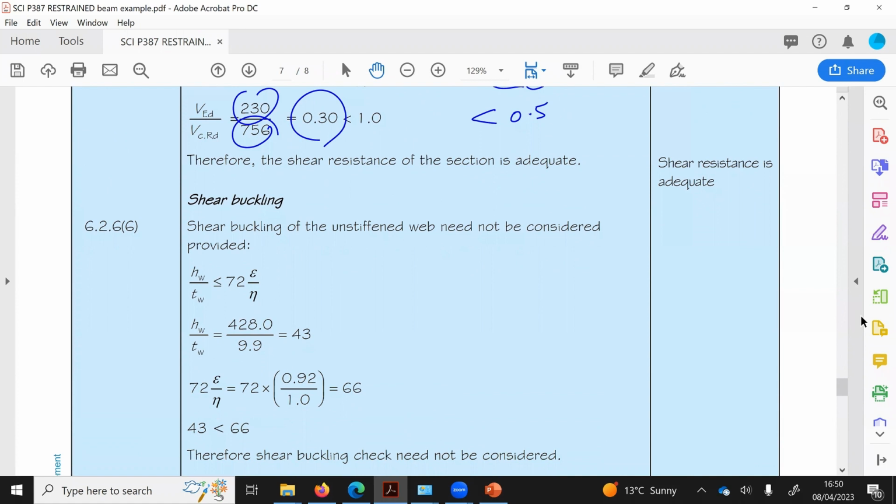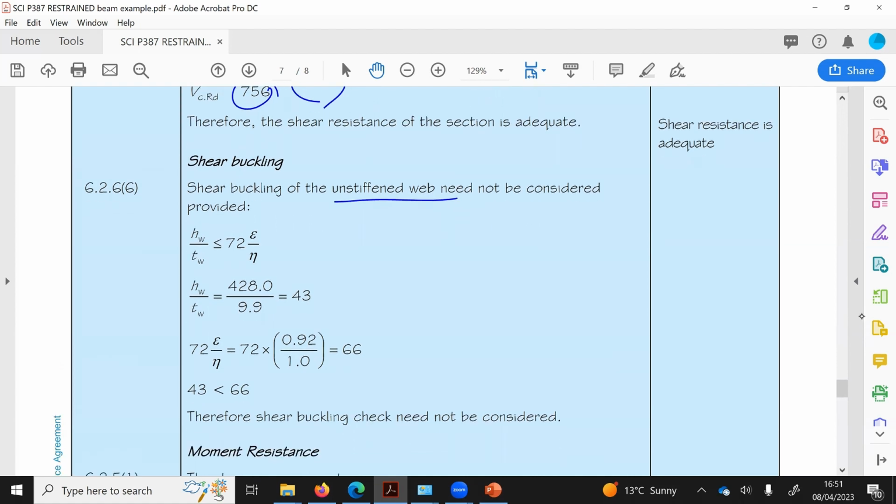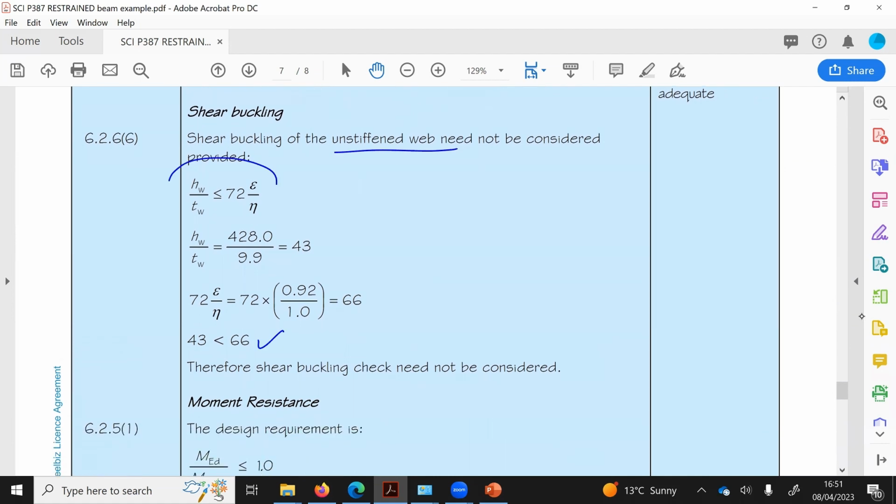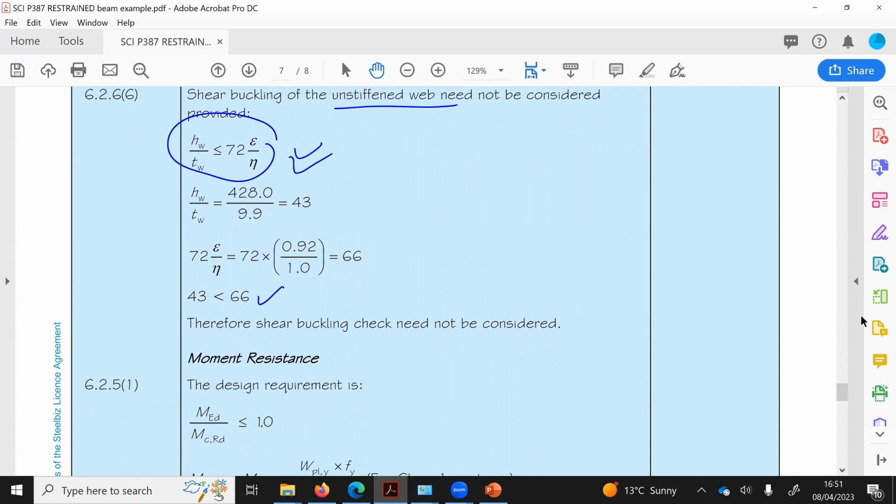Shear buckling happens when the web is unstiffened and where heavy concentrated point loads are applied. Most of the time it's not a big issue in buildings, but we will check it here. The HW over TW should be less than 72 epsilon over nu. If we put all these values, you can see that this condition is satisfied. When this is satisfied, it means that the effect of shear buckling should not be considered. If it is not satisfied, then you should consider having stiffeners in the web. When you put stiffeners in the web, it will prevent shear buckling. And shear buckling mostly happens if you have heavy concentrated point loads on beams.